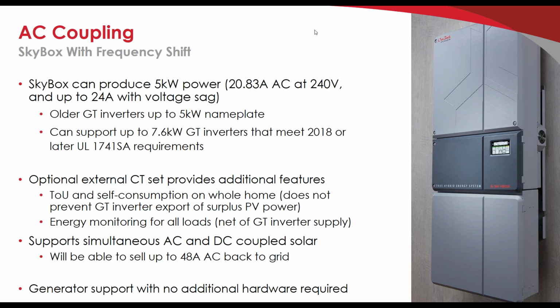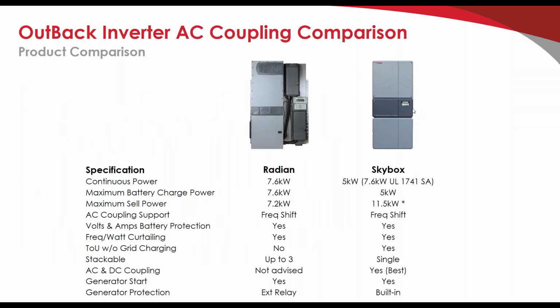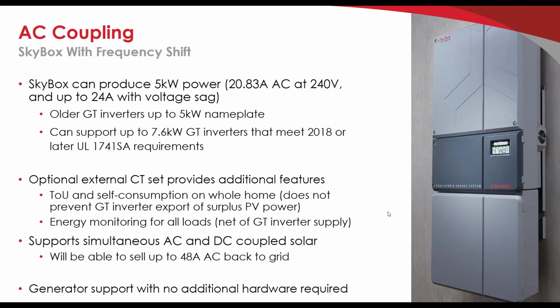Okay. Again, SkyBox supports simultaneous AC and DC coupled solar. So you can sell up to the breaker limit of 48 amps AC back to the grid. That's where on the previous slide, we're showing 11.5 kW maximum sell power. Okay, and then again, generator support, easy, no additional hardware required.